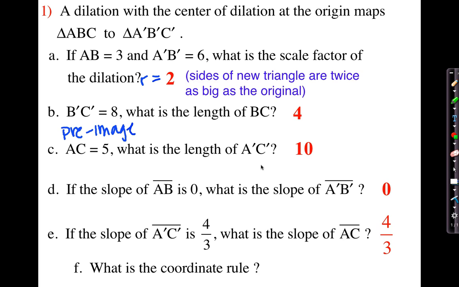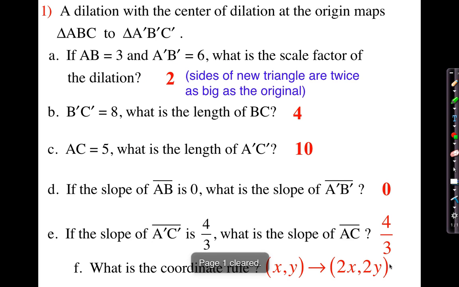So what is the coordinate rule? Well, first starting off with x comma y, we know that whatever happens to the x happens to the y, and generally it's changed by a factor of the scale factor. So here we're going to double the x as well as double the y. So it looks something like that. Okay, so now moving on.